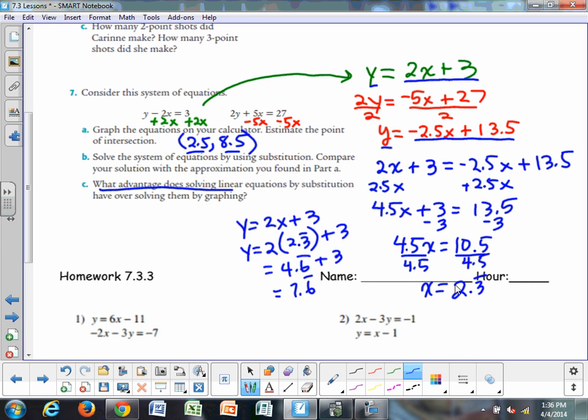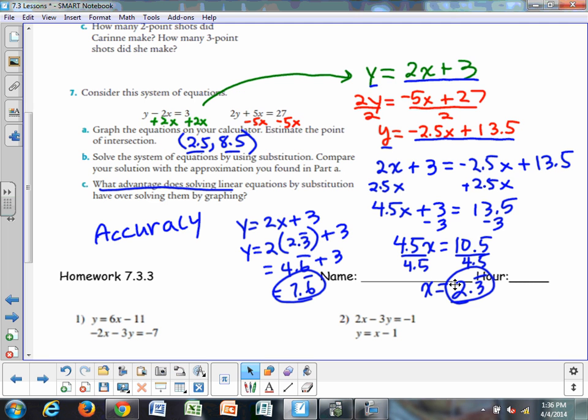It says, what advantage does solving this linear equation by substitution have over by graphing? Remember our estimate when we estimated the answer? We're actually off a little bit. The actual answer is 2.3 repeating and 7.6 repeating, which means the advantage is accuracy. If we solve it using substitution, we should be able to get the exact answer.